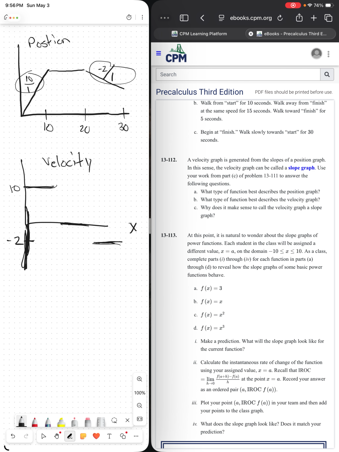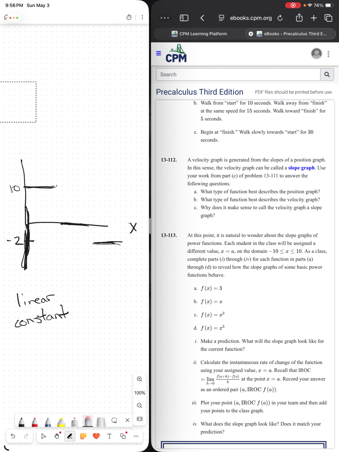So use your work from 117 to answer the following. What types of functions best describe position graphs? Linear functions. What types of functions best describe velocity graphs? Constant functions. Why does it make sense to call a velocity graph the slope graph? Because it is made from slope. Velocity is a rate of change, and slope is a rate of change. So that's where that comes from.